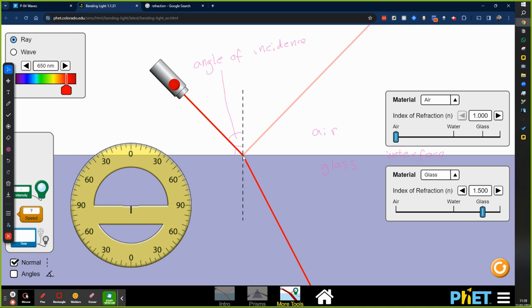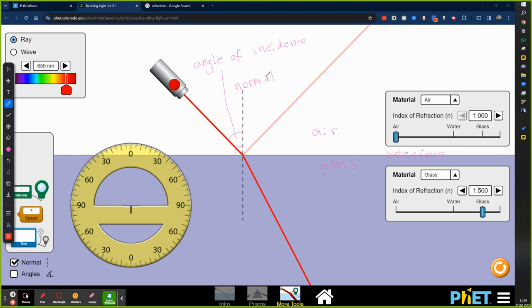We want to avoid saying that it bends, because light is not a solid object. Light is something moving, and then it stops moving that direction, it changes direction. This dotted line, which doesn't need to be dotted but often is, is called the normal.